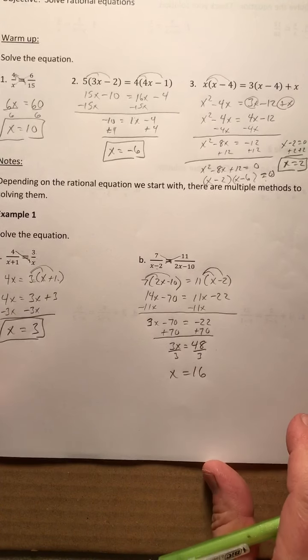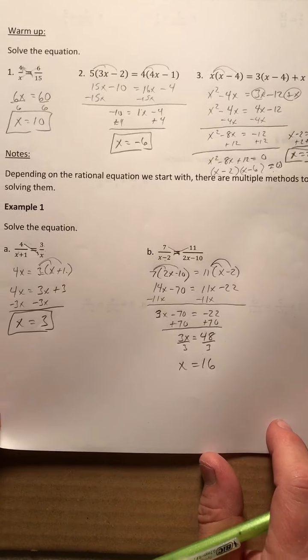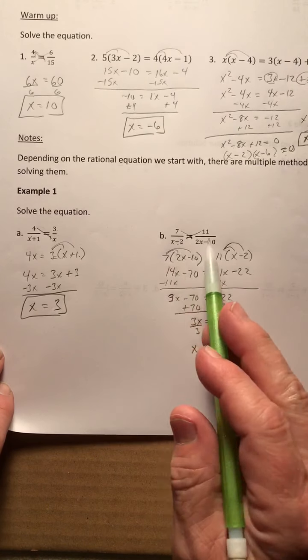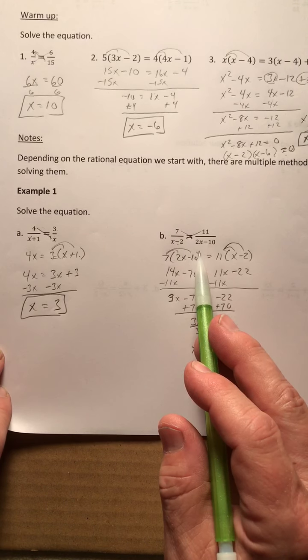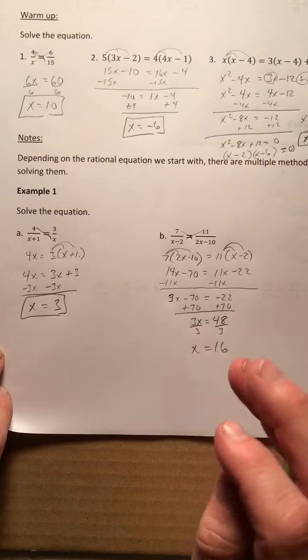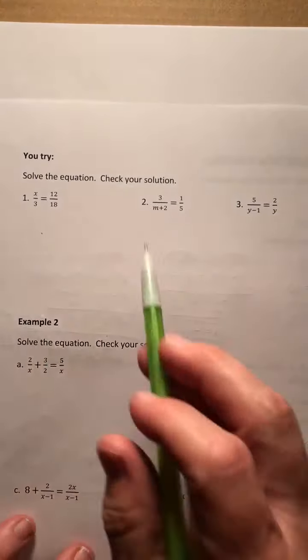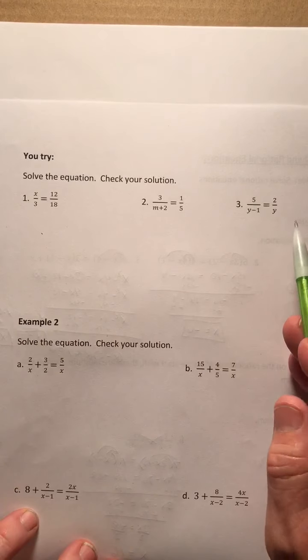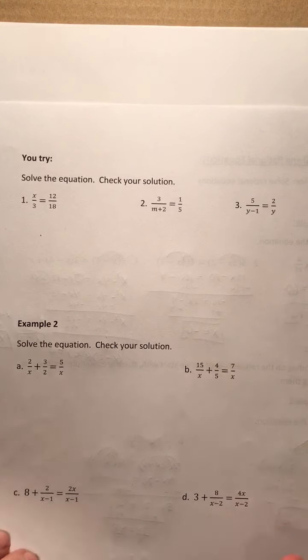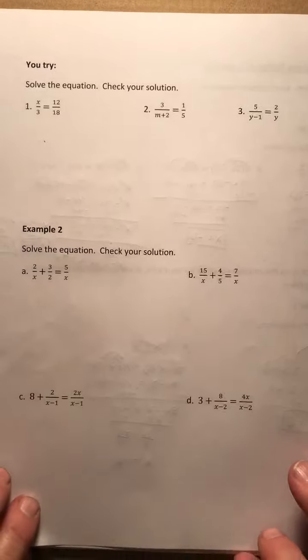All right. So that's the easy one. So for this lesson, it's just when you have two fractions set equal to each other, you just cross multiply and then solve. All right. So you have these 3 you tries for homework. All right. Now we'll get on to the next one.